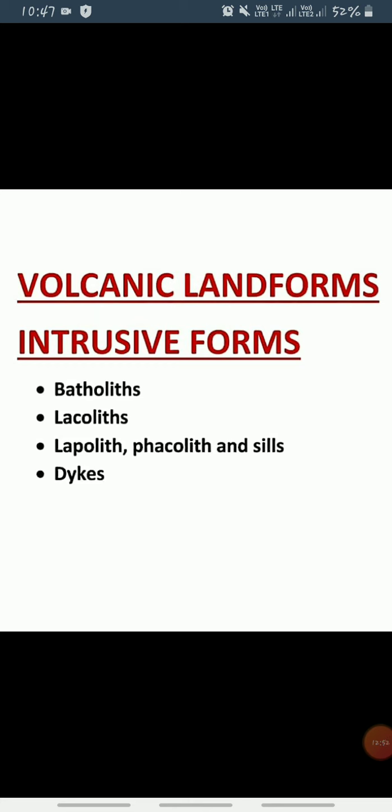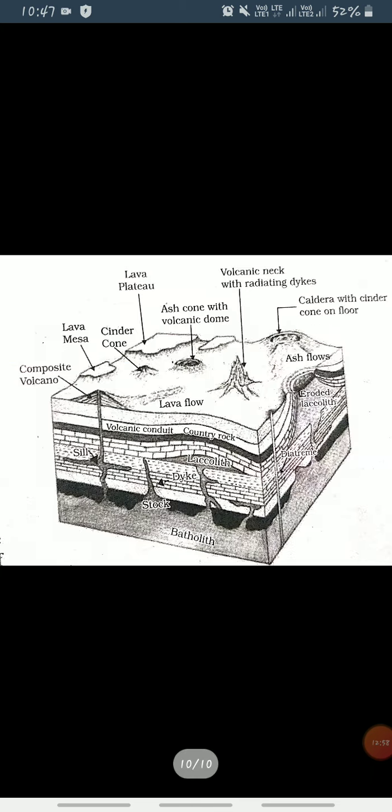So some forms are here, and we will talk about these with the diagram also. Now you can see here, this is the diagram of different types of intrusive forms. First we will talk about the batholiths. Now you can see the first layer is the batholith layer in the bottom.